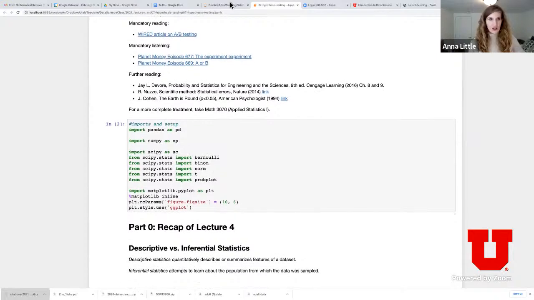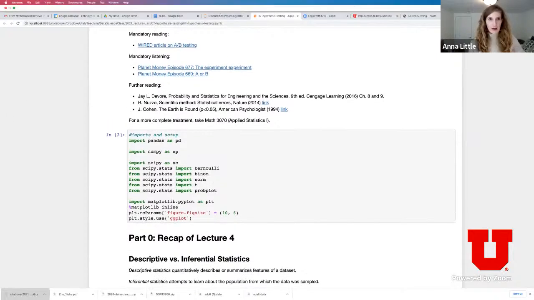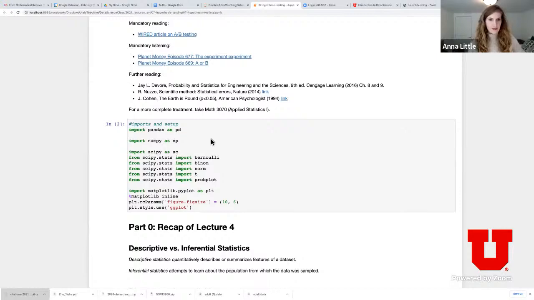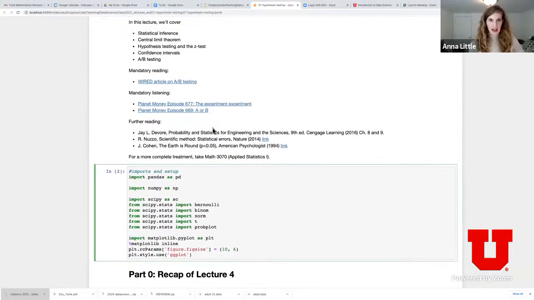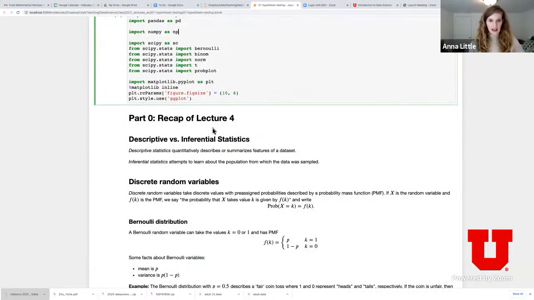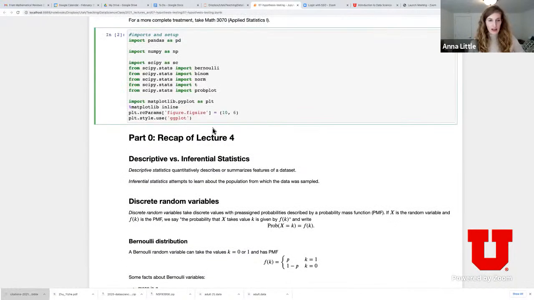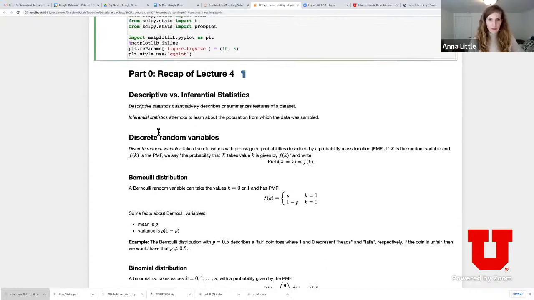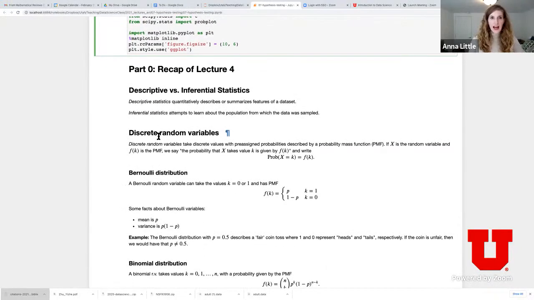So to get started, we'll do all of our imports. We're importing pandas, numpy, and lots of different functions from scipy.stats, different distributions, and the plotting functionality that we have used before. Okay, so let's recap what we discussed in lecture 4.